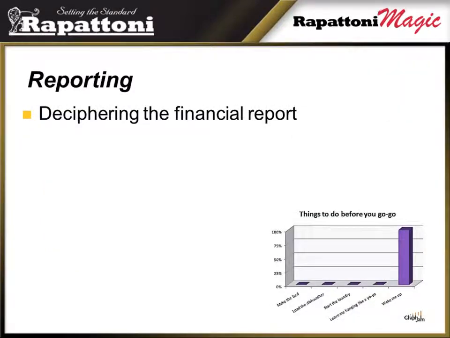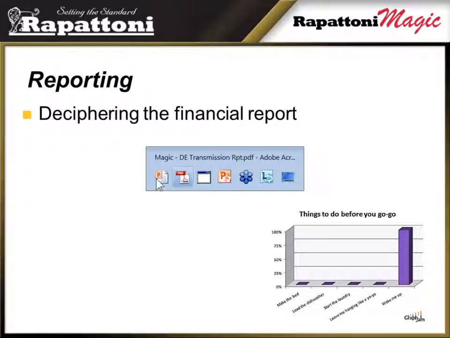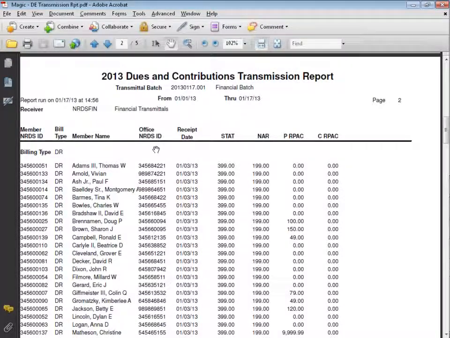All right, so now that we have that excellent explanation of how those reports are generated, let's decipher our reports. The first thing you may notice about your financial report is you're going to see the transmittal batch that you've just created, and you're also going to see the date range you selected. In our case, we selected 1/1/2013 through 1/17.